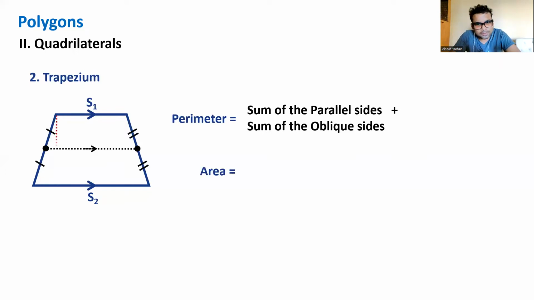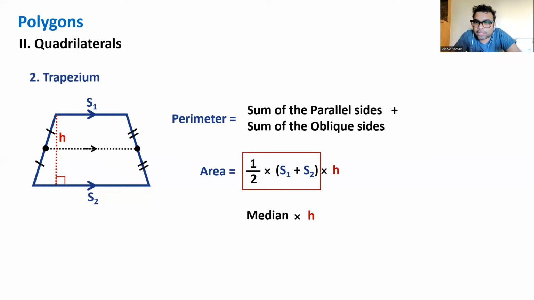Area. Yes. So this is the height of the trapezium, the distance between the parallel lines. So half into sum of parallel sides into h. Again, you can draw two triangles and add the areas of both. By the way, this is also the median, right? You can also see area as median into height. Okay. All right.